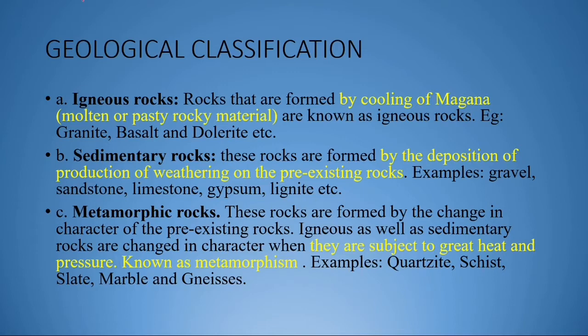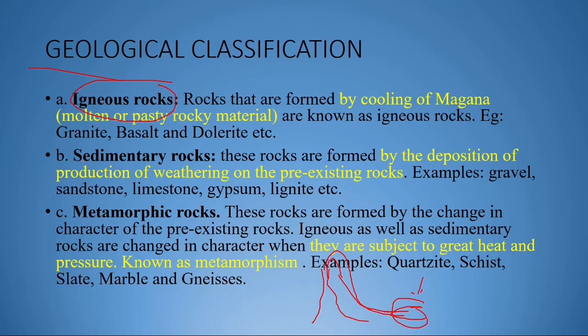So the points to remember in this classification: igneous rock. Whatever the volcano is there, you have heard about the volcano, volcanic eruption, that lava comes and flows. After some time, this lava gets settled due to the cooling of atmosphere, and it becomes hard. So the rocks which are formed by this process are known as igneous rocks.